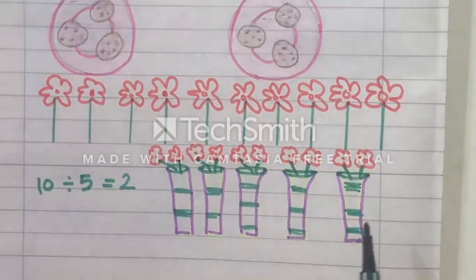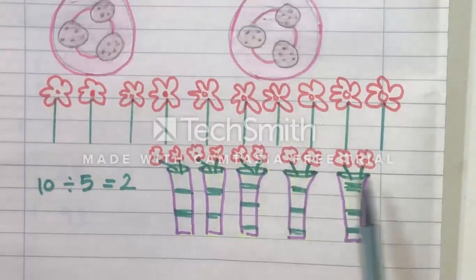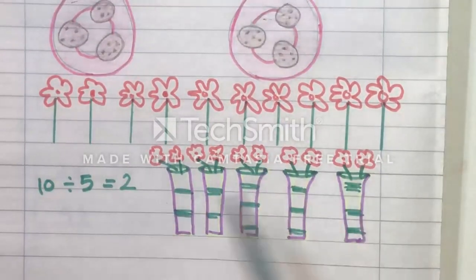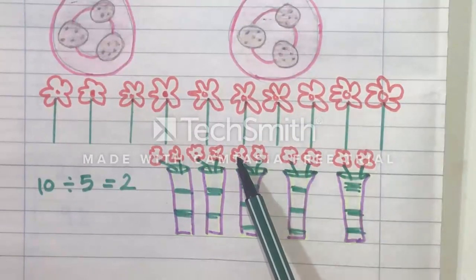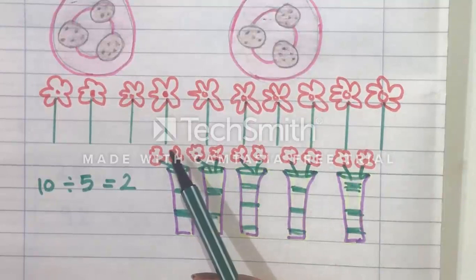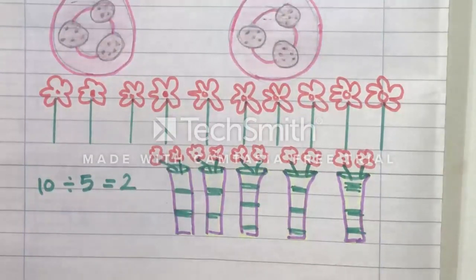So as you see here, in each jar there are 2 flowers. Let's count them to make sure that our answer is correct. 1, 2, 3, 4, 5, 6, 7, 8, 9, 10. So our answer is correct.